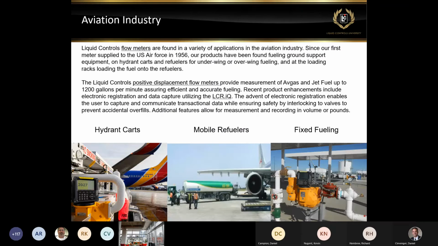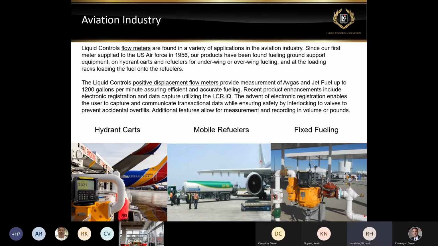Next one, please. Aviation industry. This is one that I use a lot to share with my family when we're traveling, because if you go to many airports around the world, certainly in North America, and if there's a truck there to fuel the aircraft, or a hydrant cart to fuel that aircraft, you will see a Liquid Controls meter, and it's certainly a very proud moment, especially when you consider that the very first meter that LC manufactured was for jet fuel, even though it was for the military, but it was for jet fuel, and that's where we got our start.